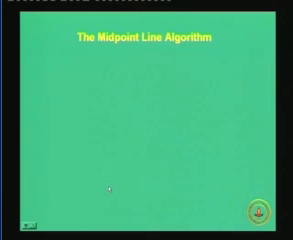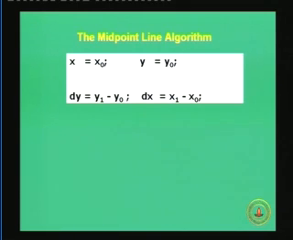So, let us look into the midpoint line algorithm now. We will look at the initial conditions first of the algorithm. We start with x equal to x naught, y equal to y naught, which is the initial condition. That means x naught, y naught is the starting point. So, initialize the current coordinates to x naught, y naught, and we also have the decision variables to be defined. Before that, you define dy, which is the difference between the y coordinates of the starting point and ending point of the line, y1 minus y naught. dx is x1 minus x naught. So, that is the first part of the initialization.